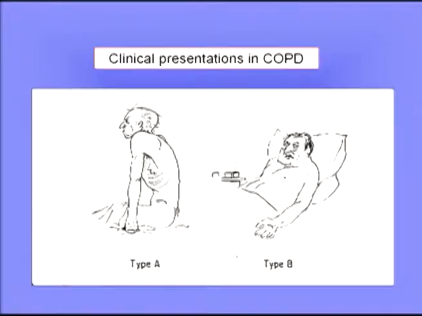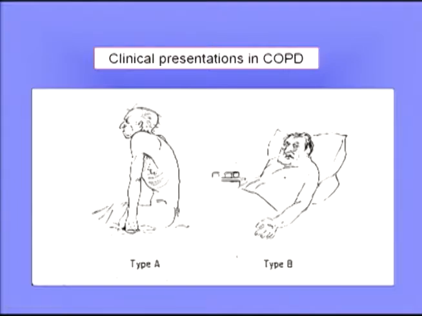Now let's look at the type B presentation, who's a very different kind of person. This man probably has a very long history of cigarette smoking, and he has severe chronic bronchitis. He's coughing up phlegm all the time. In fact, the artist has put a couple of sputum pots here to collect that. He tends to be lying back in bed.